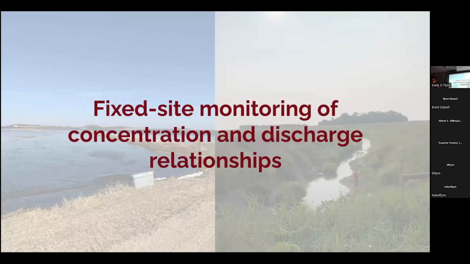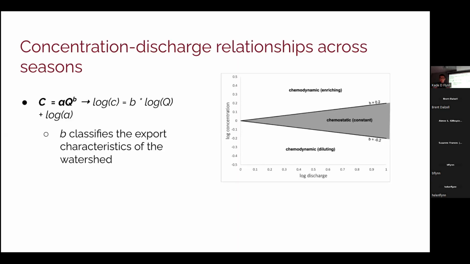So shifting focus and really talking about this fixed site monitoring of concentration and discharge relationships. We looked at this on two temporal scales. First, we considered seasonal concentration discharge relationships, and then we looked at the concentration discharge relationships of individual storm events. So to look at these seasonal dynamics, we used two metrics.